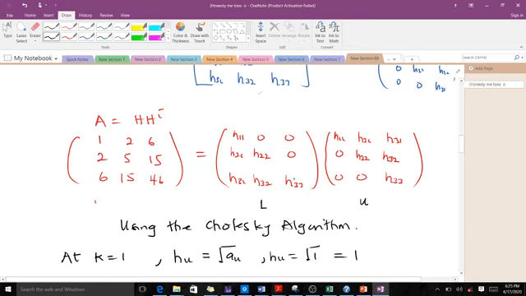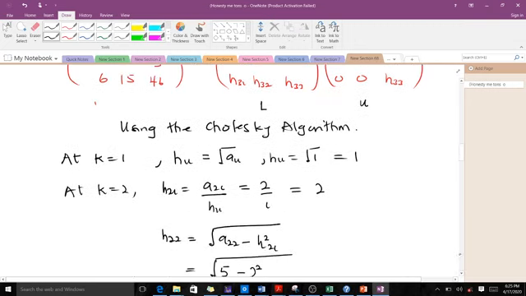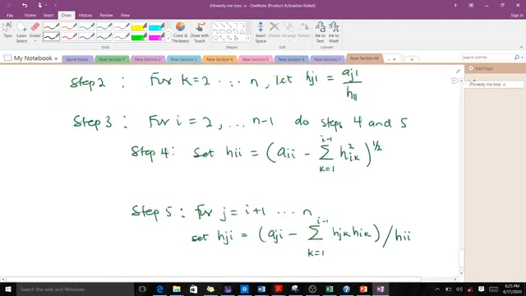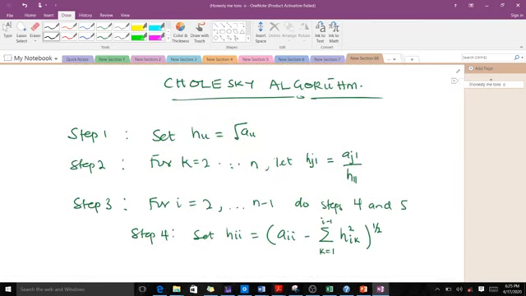But we have a quicker way of doing it, and that is to use the Cholesky algorithm. You can just decide to multiply these two matrices and, by equality of matrices, compare. You get the same answer as using the Cholesky algorithm. So the Cholesky algorithm makes our work faster. I have the Cholesky algorithm here. This is what the Cholesky algorithm says. For our h11, we should always set h11 to be the root of a11. Then for k equals 2 up to n, we let hk1 be equal to ak1 all over h11. Then it continues that way.